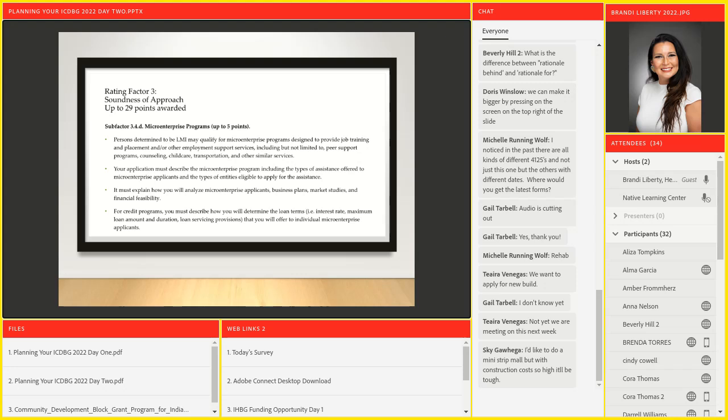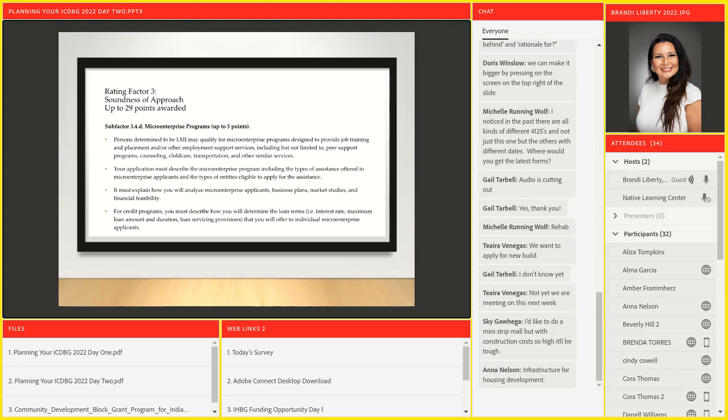All right. No, totally agree, Sky, and definitely have to really look at some of the eligible activities with doing a mini strip mall with the ICDBG, making sure that all of the components of it can really fit into the scope of eligible activities for sure. Especially new construction as an economic development program for sure. Infrastructure for housing development. Perfect.